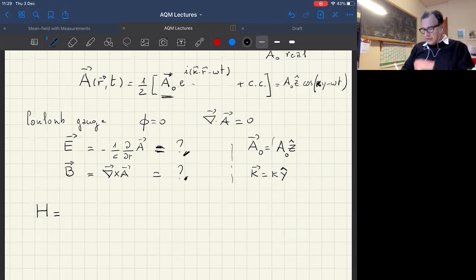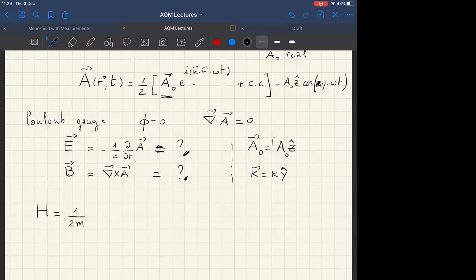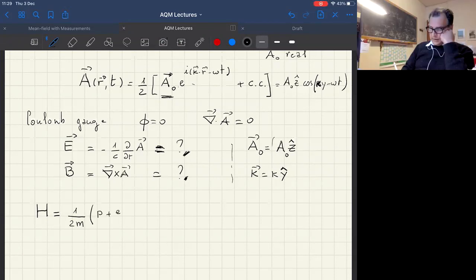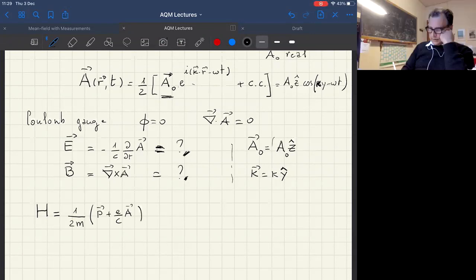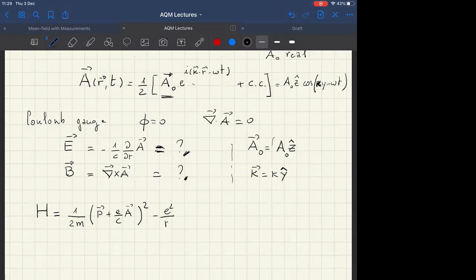So kinetic energy is 1 over 2m times the momentum plus charge times the potential A, squared. So it's P plus QA, that is, P plus e over c A, squared. And then I have a Coulomb interaction between the electron and the proton, which is minus e squared over r.